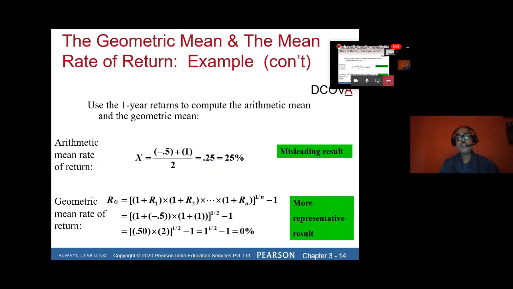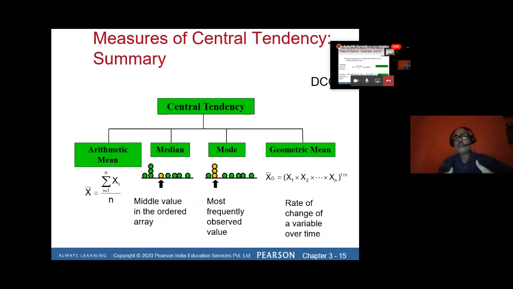So 0.5 into 2, to the power of the whole square root, if you take it, you will get 1 itself, and 1 minus 1 is 0. So this is the overall return. If you calculate the geometrical mean, you are getting 0. Am I clear? Now, I'm just trying to encapsulate what we have learned just now.